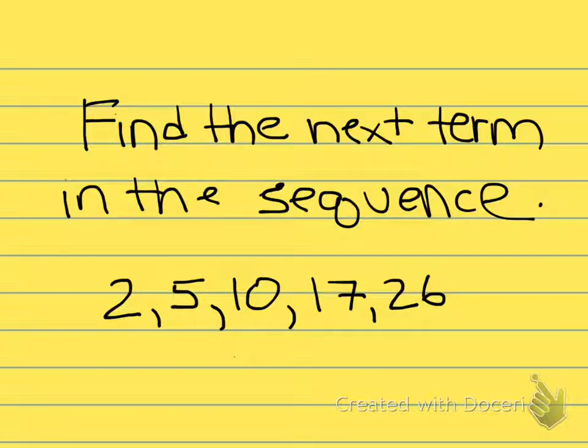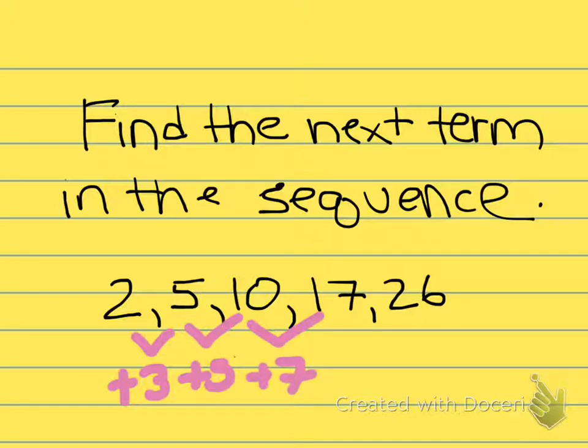Here we're asked to find the next term in the sequence. So I always start with thinking about addition. So this is going to be plus 3, and then I'm going to see if there's a pattern. This is plus 5, okay, so this is plus 7, so you can see that there's a pattern, and it's being added by odd intervals. So the next number would be 26 plus 11, which would give me 37.